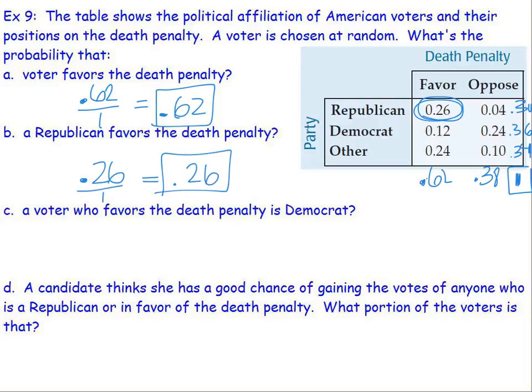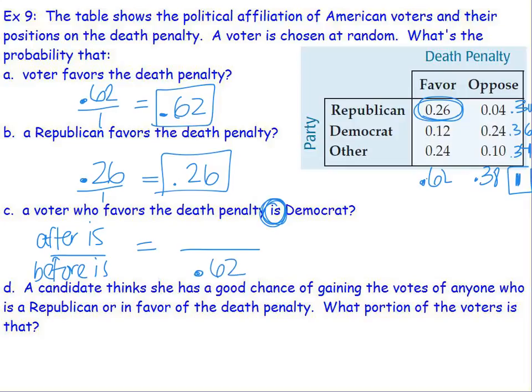Okay, so now let's do a little more thinking here. We are looking for the probability that a voter who favors the death penalty is Democrat. So there's the "is." If you remember, after the "is" goes on the top, before "is" goes on the bottom. So let's do the before. Before the "is," we're looking at voters who favor the death penalty. So the people who favor the death penalty, the total was 0.62.